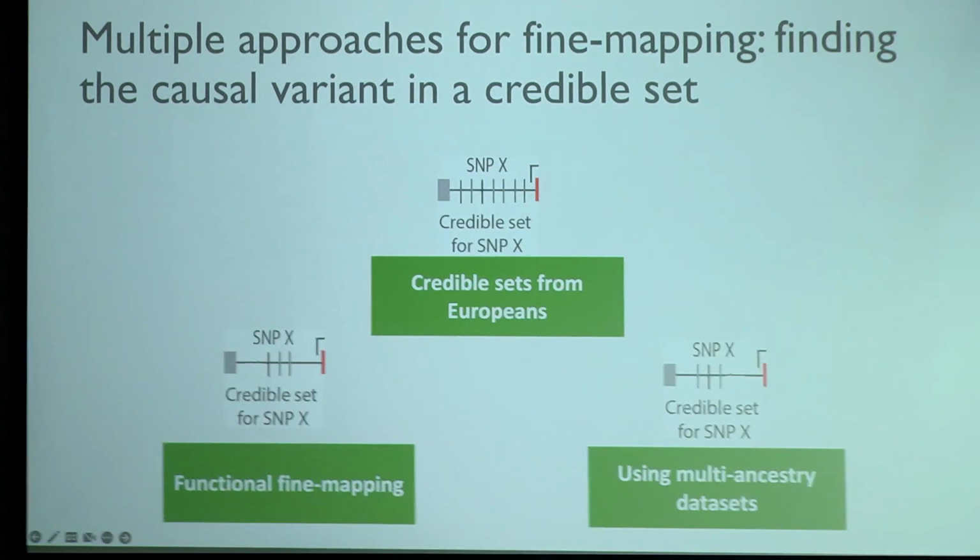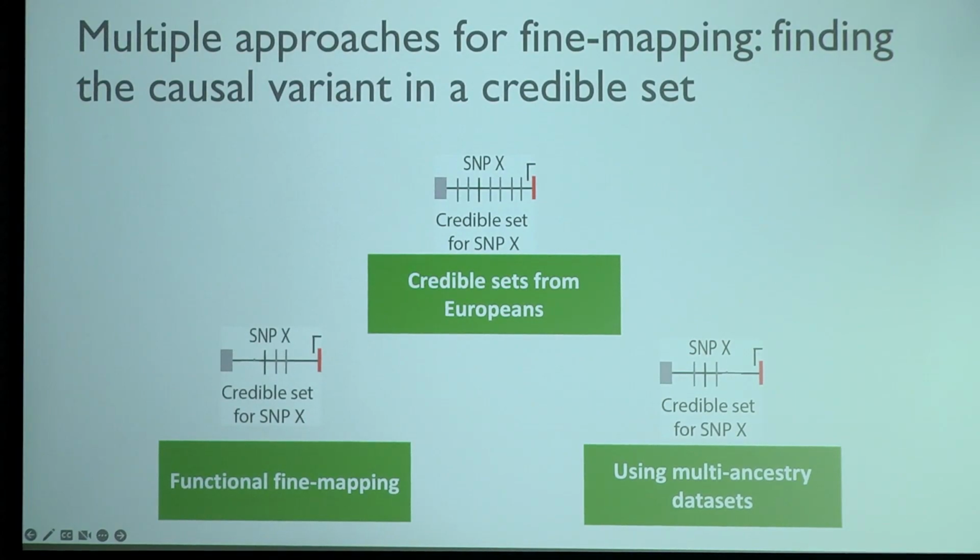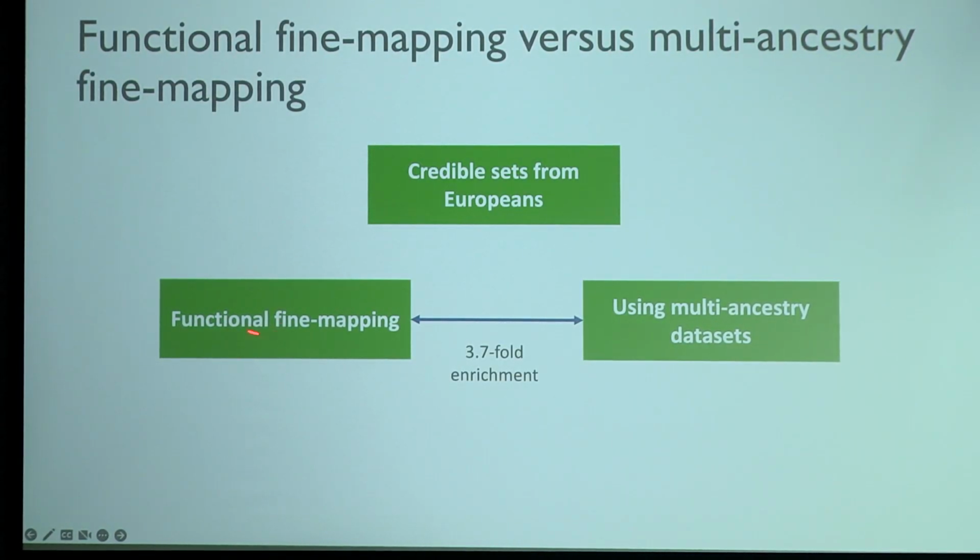So what we wanted to ask was, if we perform our functional fine mapping on European credible sets, compare it to fine mapping using multi-ancestry data, are these two likely to converge on the same set of variants? And they do. If we compare the variants found from functional fine mapping to those using multi-ancestry GWAS, we see close to a four-fold enrichment, showing that these are two complementary approaches to arrive at the causal variant, and both of them can be used in different situations, but they tend to converge on the same set of variants, which is a good sign.